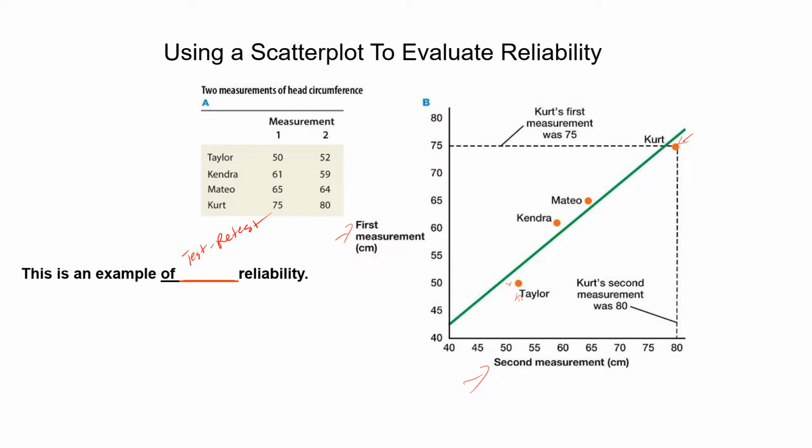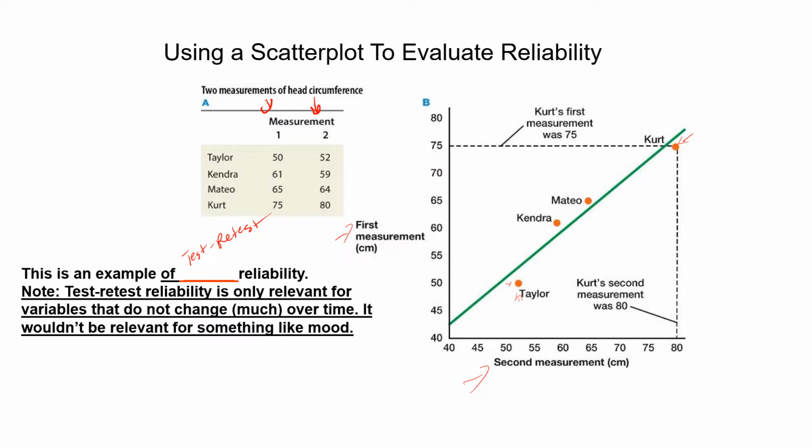So it's test-retest reliability. It is possible that measurement 1 was taken by one individual and measurement 2 was taken by another individual. In that case, it could be inter-rater reliability, but the easiest explanation is that these people are either measuring their own head or somebody specifically is measuring their head twice. So it's test-retest reliability.